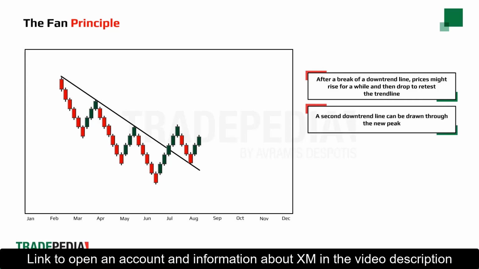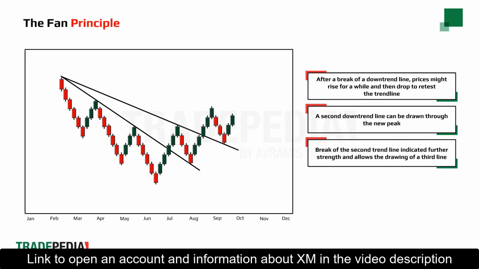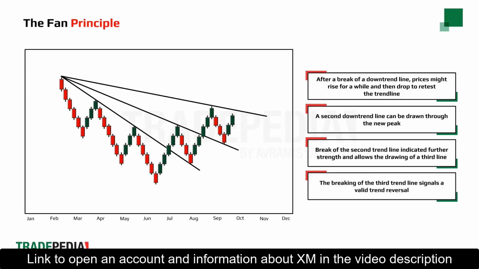A second downtrend line can be drawn through the new peak. The break of the second trend line indicates further strength and allows the drawing of a third trend line. The breaking of the third trend line signals a valid trend reversal.